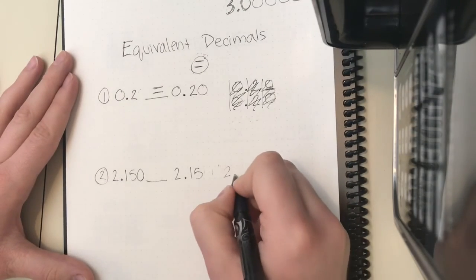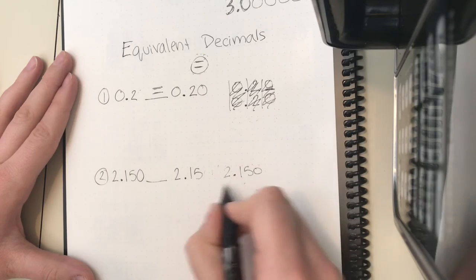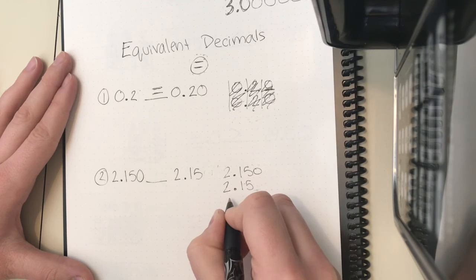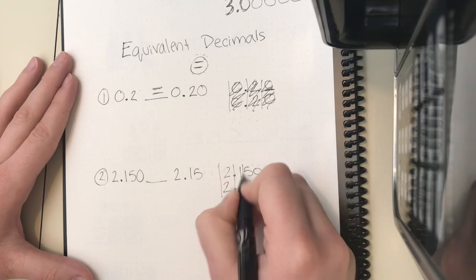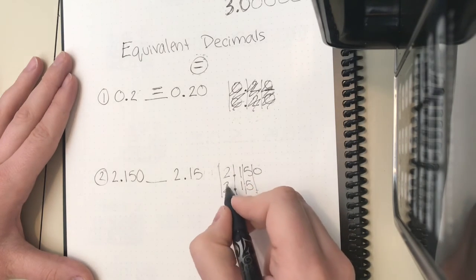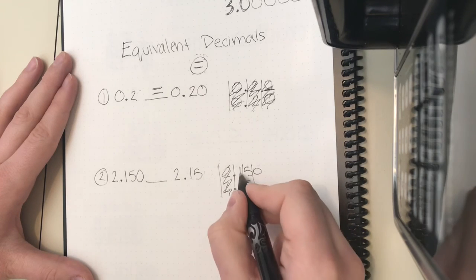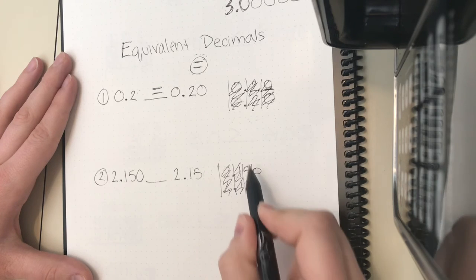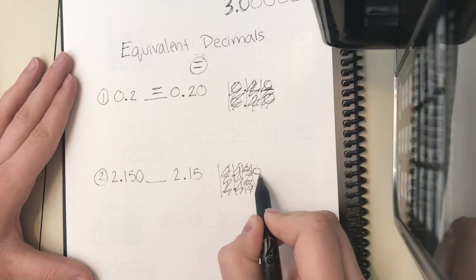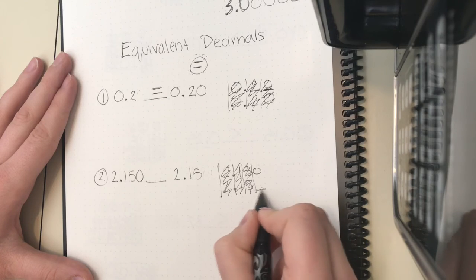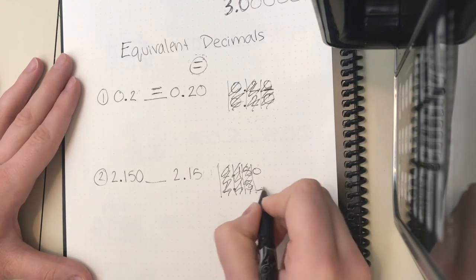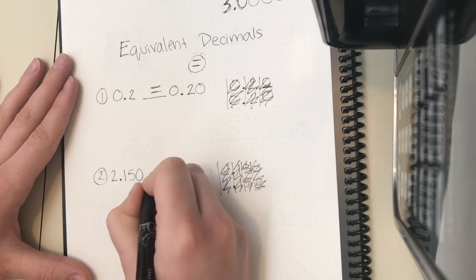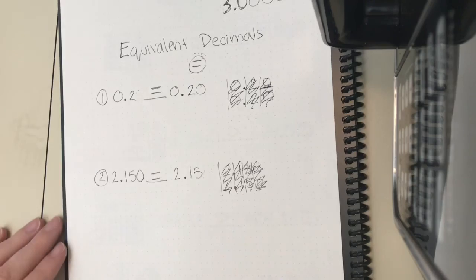Same thing with this one. I've got 2 and 150 thousandths, and I have 2 and 15 hundredths. I can go by place value. I have 2 ones and 2 ones. That's the same. I've got 1 tenth and 1 tenth. That's the same. I've got 5 hundredths and 5 hundredths. That's the same. And I have 0 thousandths and nothing written here. Well, I know that that means that I could just put a 0 here and they would be the same, meaning that both of those decimals are equal.